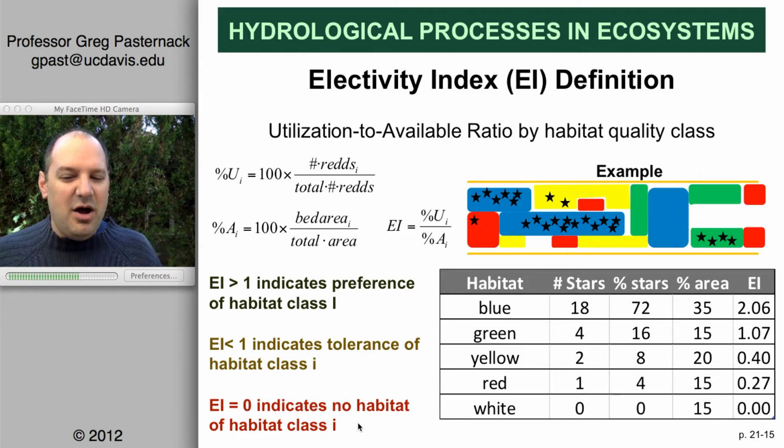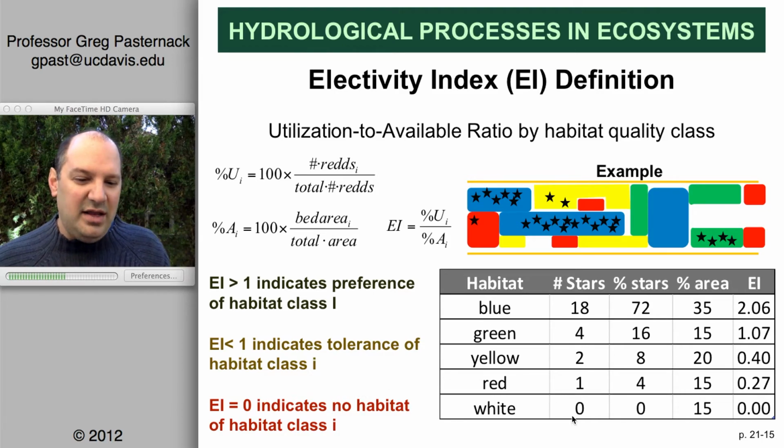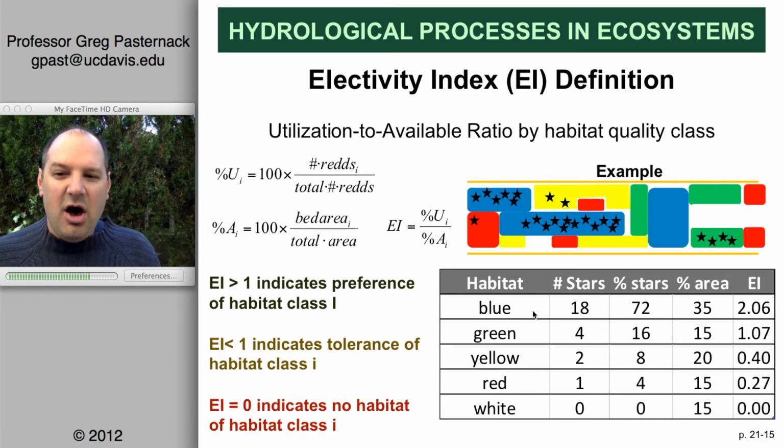If the value is 0, then there's really just no habitat at all. So in this case, white has no stars, so an EI of 0. That means that they're totally avoiding it, and that's not habitat. So that's how this function works.